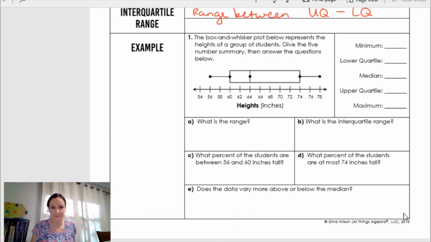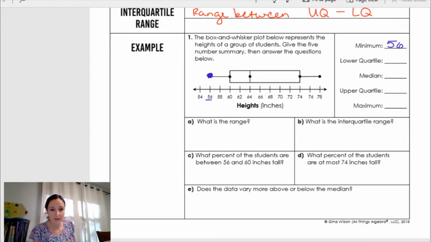The box and whisker plot below represents the heights of a group of students. Give the 5-number summary, then answer the questions below. Find the minimum. The minimum is going to be your lowest value right here, all the way to the left, and this value, notice here, is 56. So the minimum height is 56 inches.